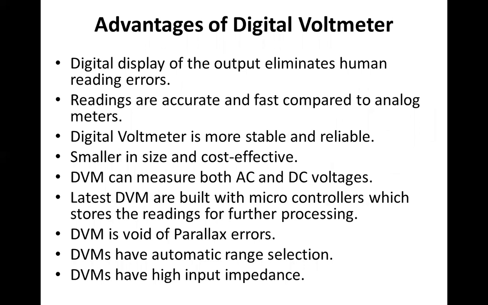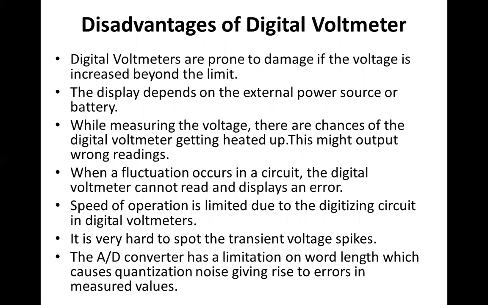Advantages of digital voltmeter. Digital display of the output eliminates human reading errors. Readings are accurate and fast compared to analog meters. Digital voltmeter is more stable and reliable, smaller in size and cost effective. DVM can measure both AC and DC voltages. Latest DVMs are built with microcontrollers, which store the readings for further processing. DVM is void of parallax errors. DVMs have automatic range selection. DVMs have high input impedance.